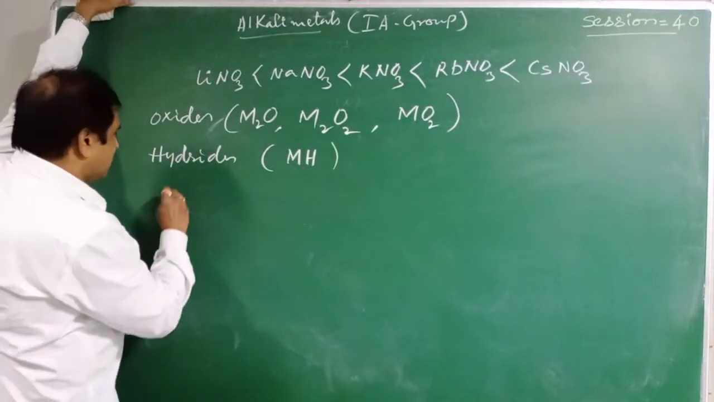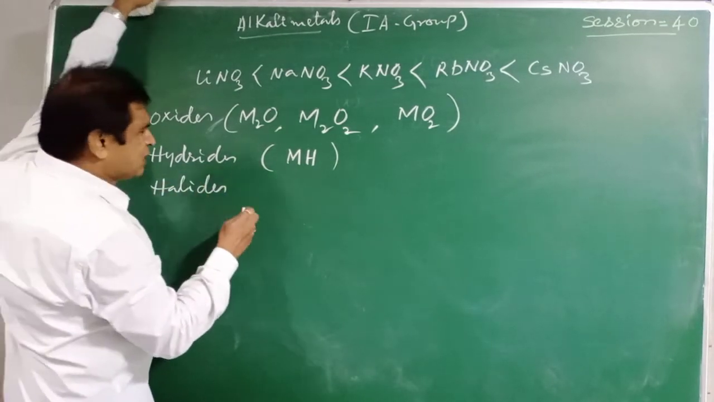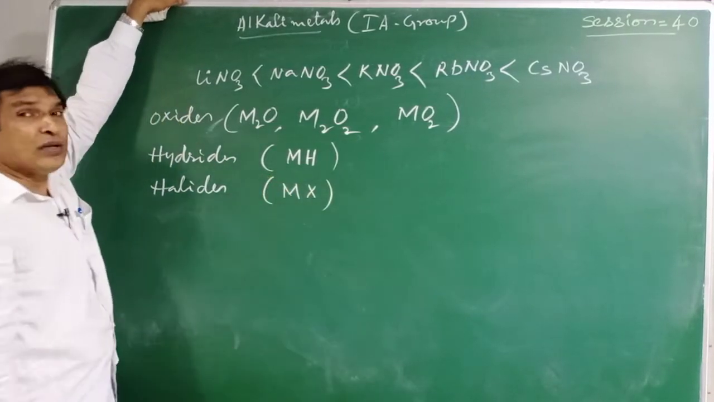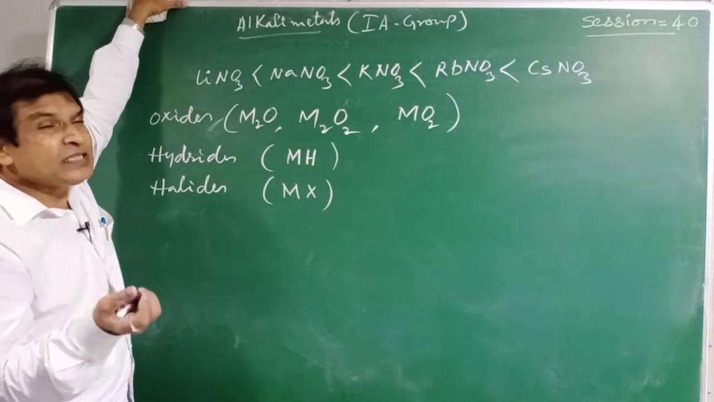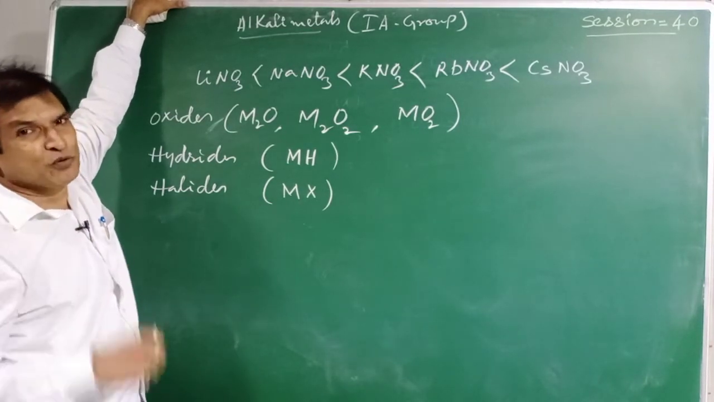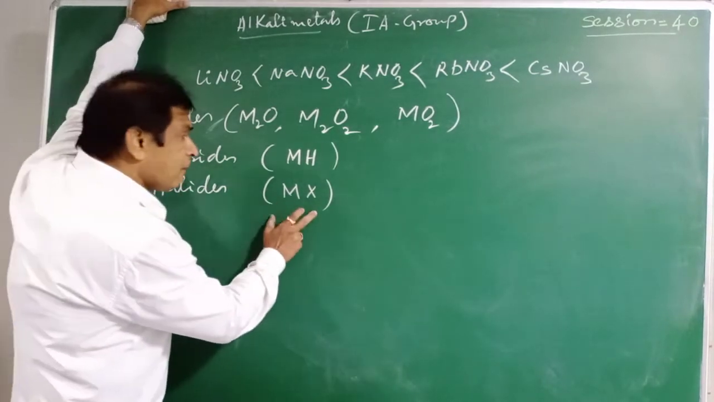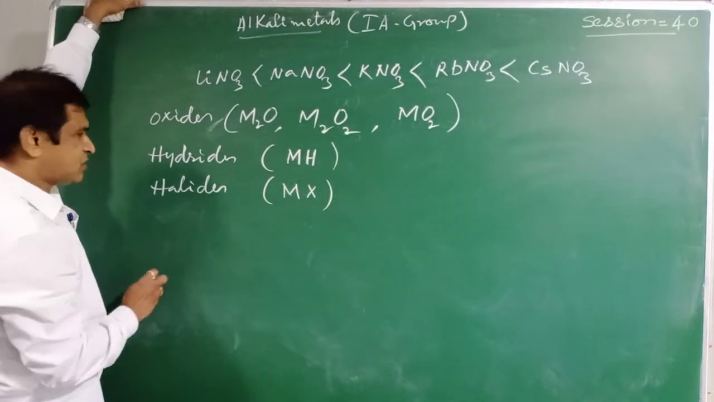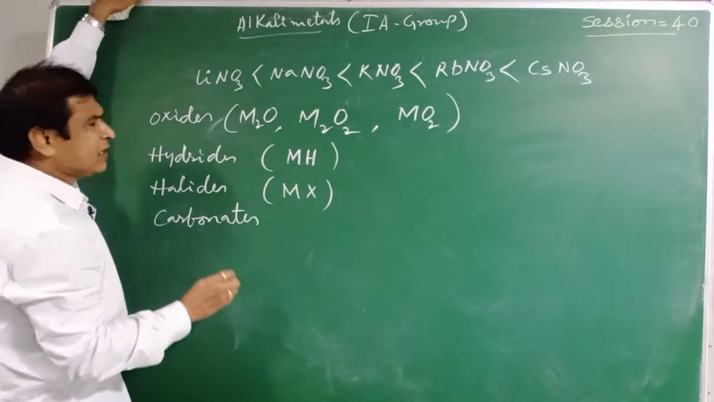And we have done halides. Alkali metals can form MX type of ionic halides, that is lithium fluoride, sodium fluoride, potassium fluoride, rubidium fluoride, cesium fluoride. So they are all fluorides from top to bottom in the group. That means they form the corresponding halides. Next one, chemical properties of these halides. Next one, carbonates. So what are the carbonates they form?